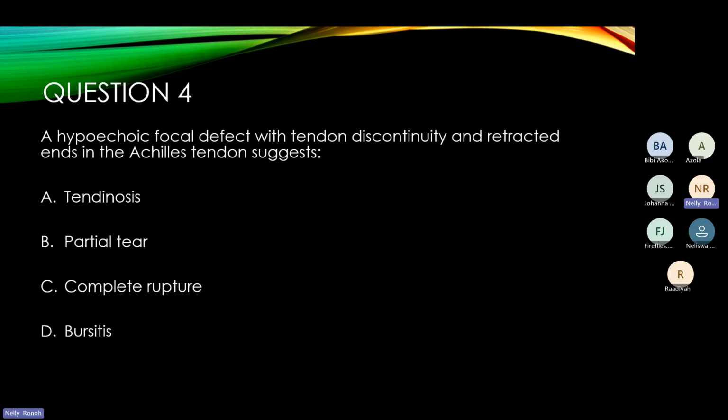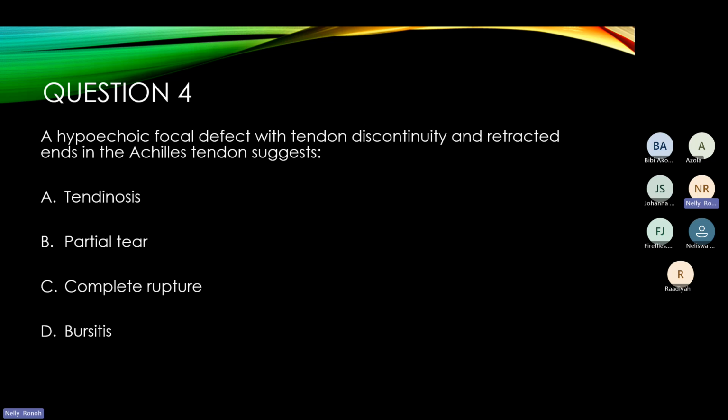So then we have another question here: a hypoechoic focal defect with tendon discontinuity and retracted ends in the Achilles tendon would suggest what? That should give you the answer. I think this one is a complete rupture. Yeah, good. That is actually a complete rupture, because there would be no retraction when there is a partial tear.